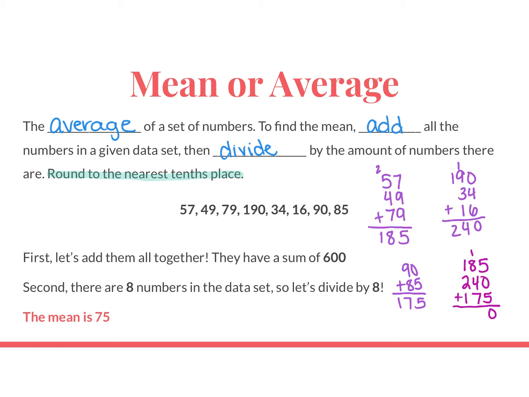Five plus 5 is 10, we'll carry our 1. 8 plus 7 is 15, plus 4 is 19, plus that 1 is 20. 2 plus 1 is 4, plus the 2 we carried is 6. So all of these numbers have a sum of 600. And our next step would be to divide by the amount of numbers there are. There are 8 numbers in our data set, so we will divide by 8. When we divide 600 by 8, we get 75. So the mean is 75 for this data set.